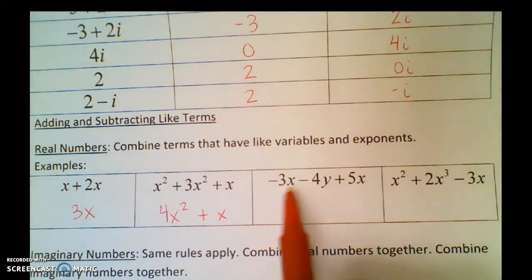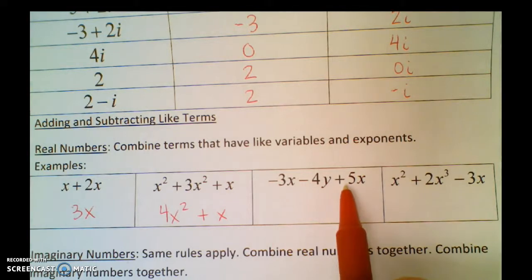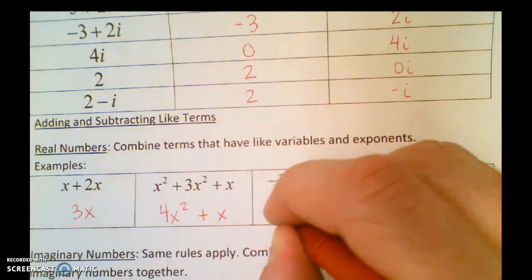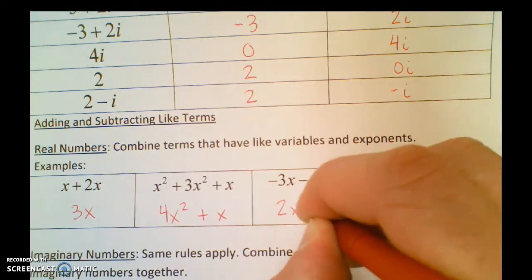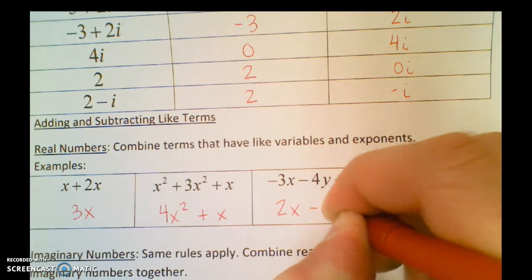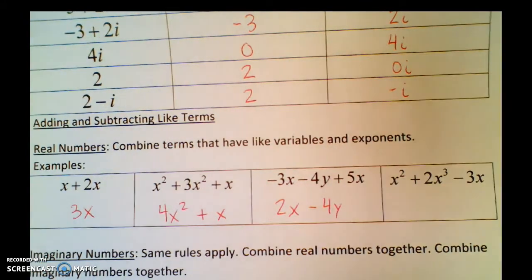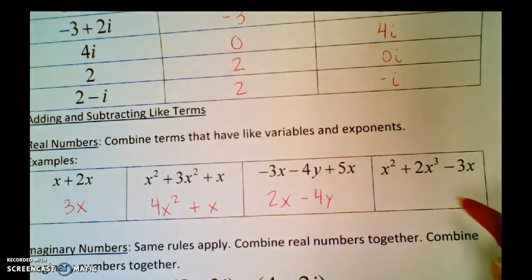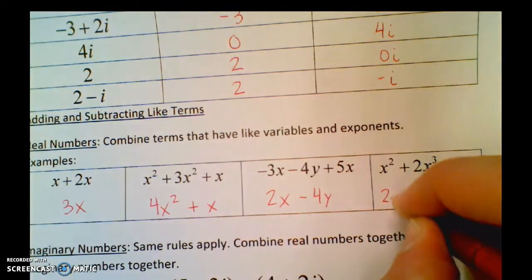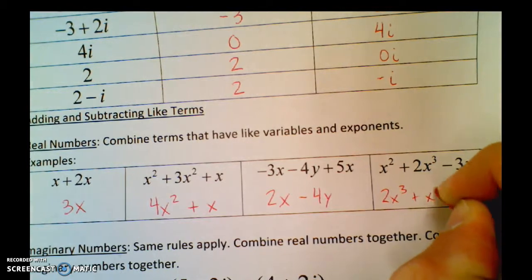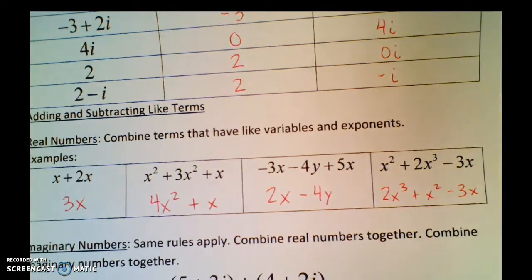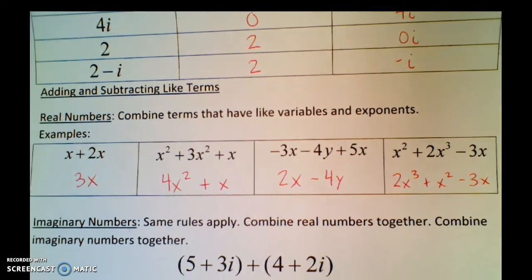Here I have -3x minus 4y plus 5x, so I can combine the x's together and the y is by itself. So -3x plus 5x is positive 2x, and then minus 4y. And then for the last one here, there's actually no terms that can be combined because they don't have the same exponent, so I'll just rewrite it in order of exponent, which we'll start working on next unit when we do polynomials.